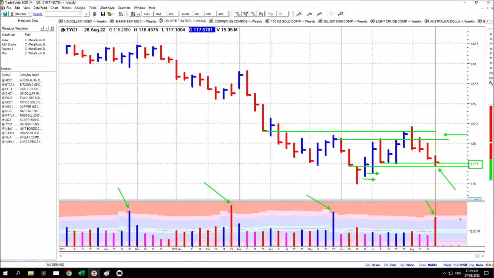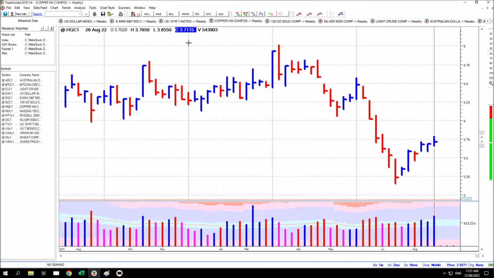It probably was not very strong selling pressure, and that's one of the reasons the market's been able to hold on at this 117.5 level. So the market's looking vulnerable, no doubt, but it's holding on at the lows of the current trading range.